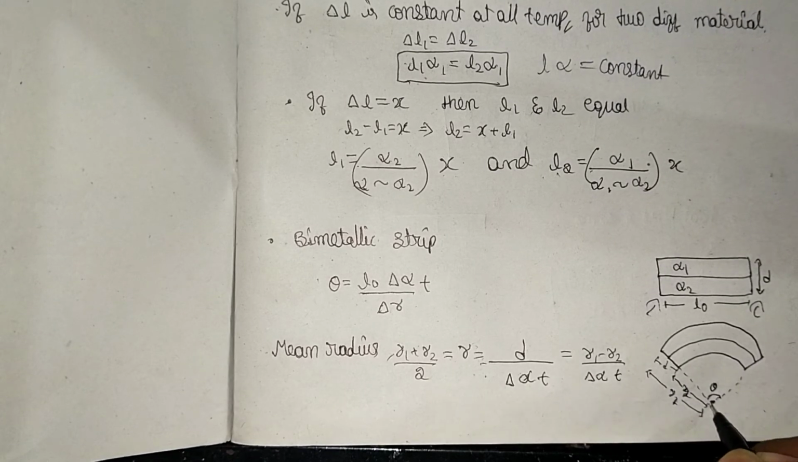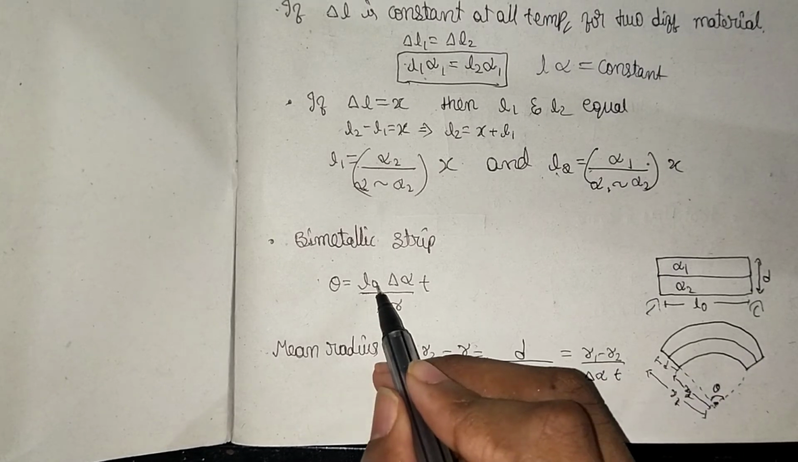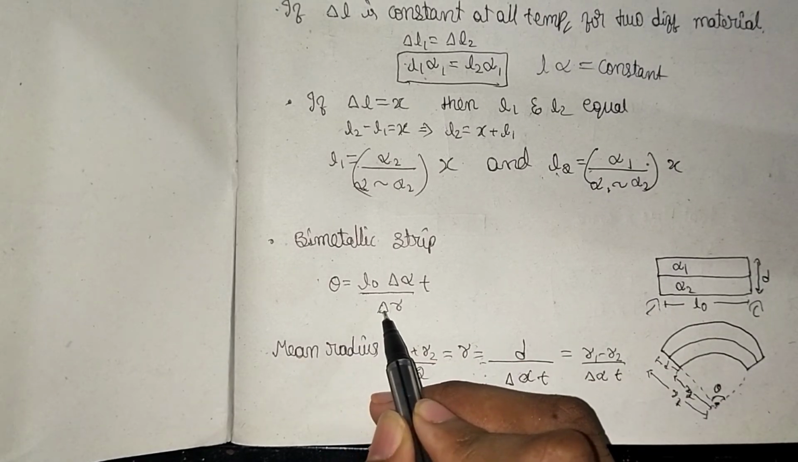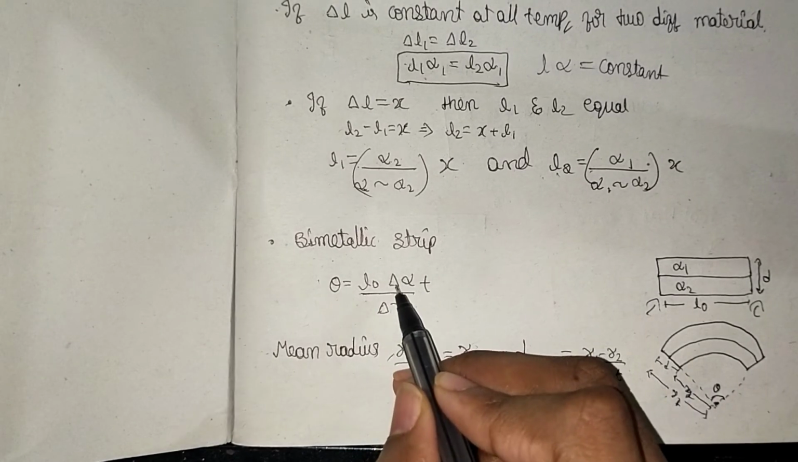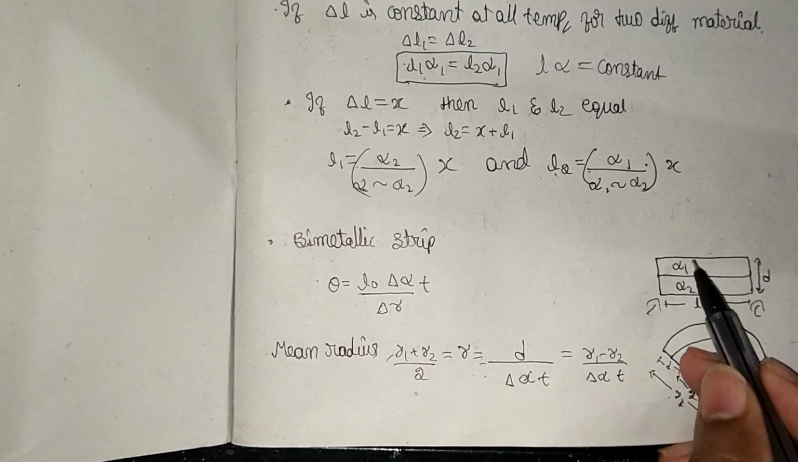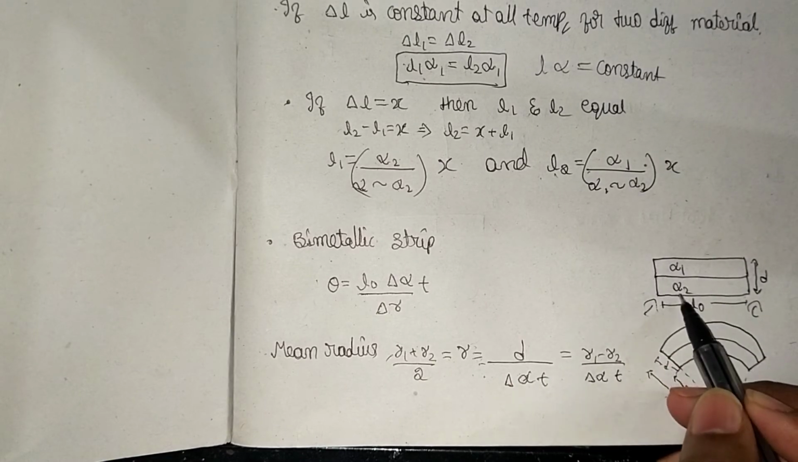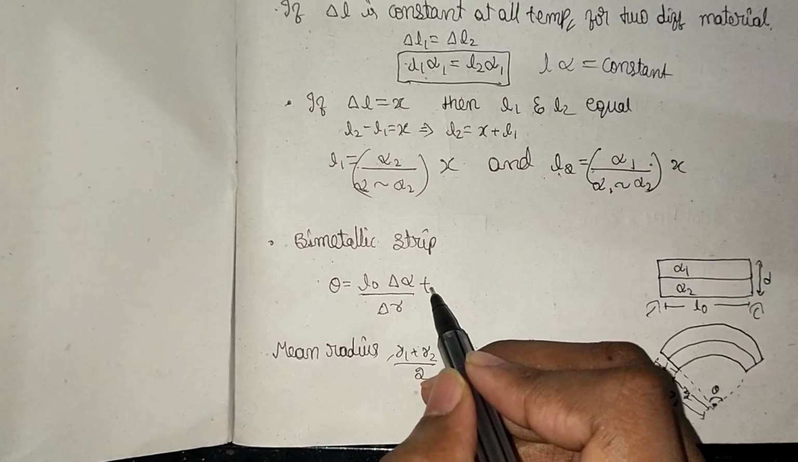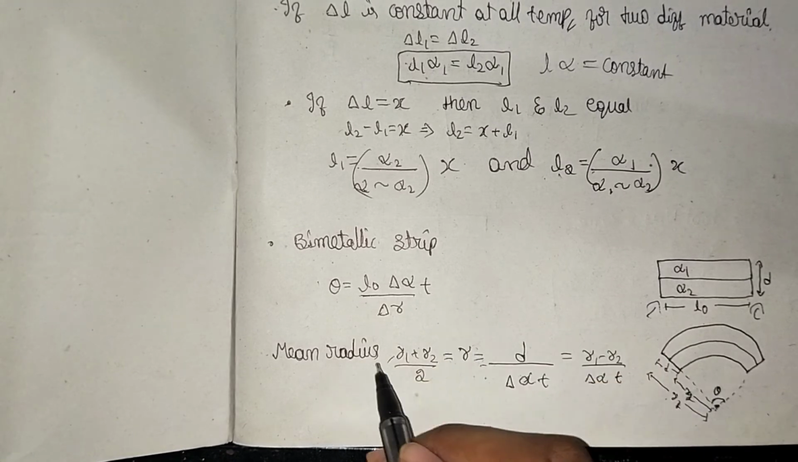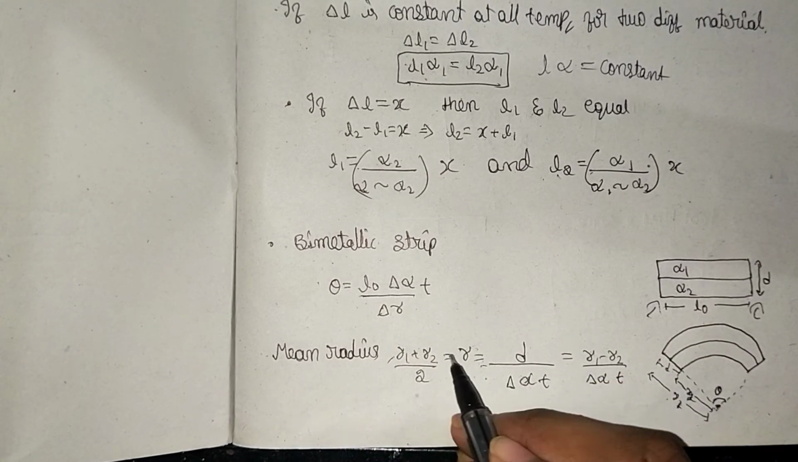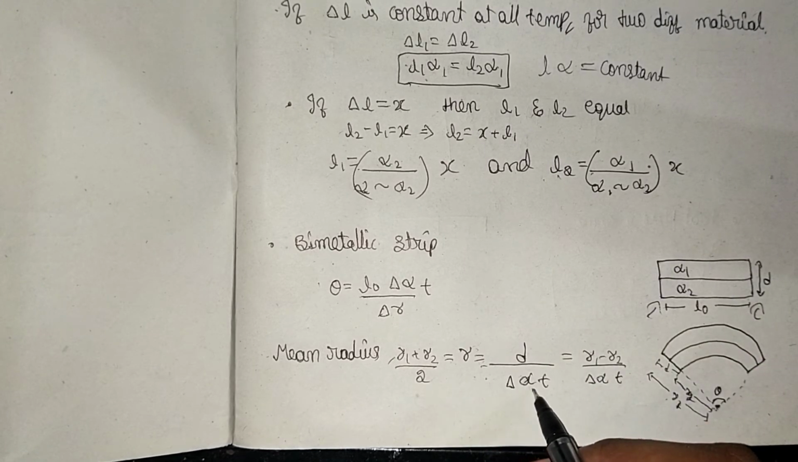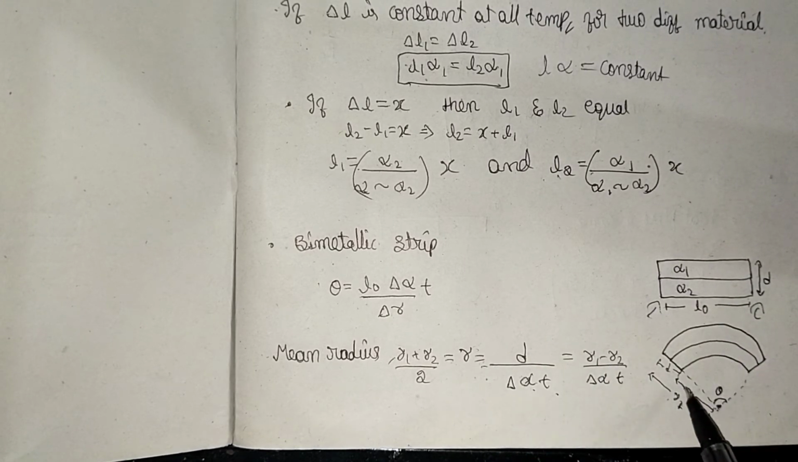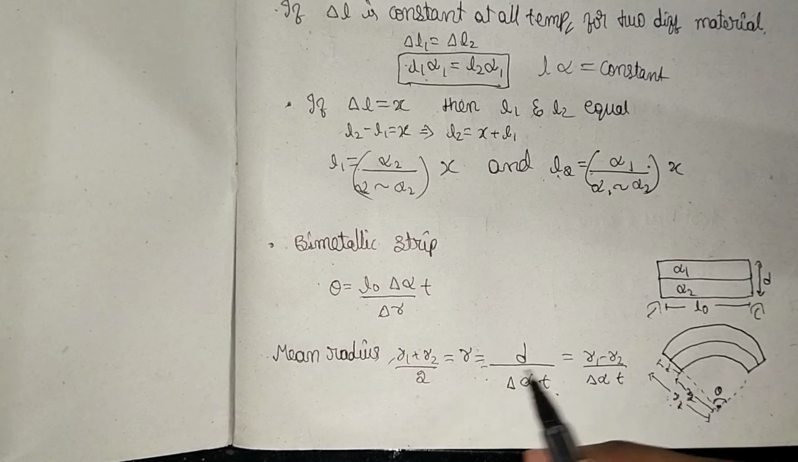That theta angle will be given by L naught, that is the initial length, divided by delta r, meaning r2 minus r1, into delta alpha, meaning the difference in the coefficients of linear expansion of the two bimetallic strips, into the temperature to which we have heated. And the mean radius, that is r1 plus r2 by 2, is given by d by delta alpha into t, where d is the separation, which is also given by r1 minus r2. This formula will help.